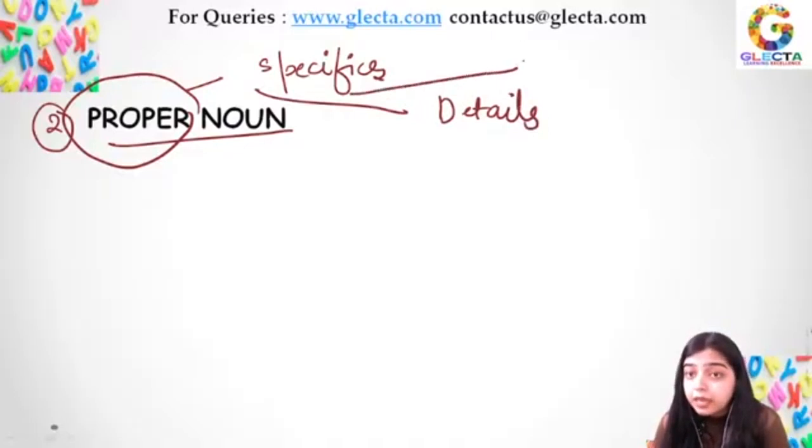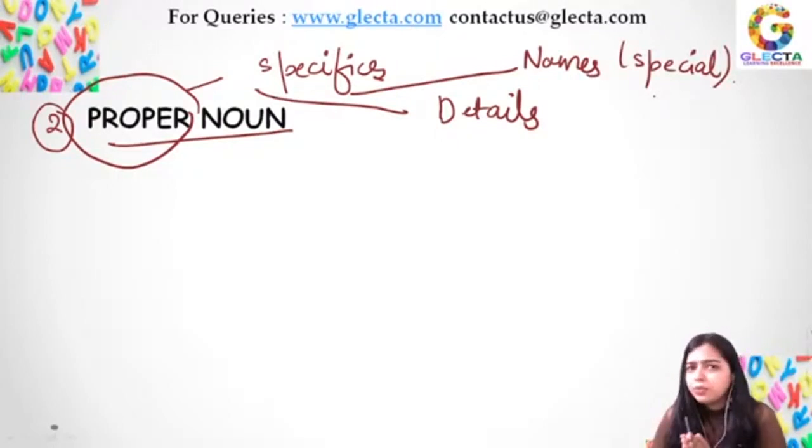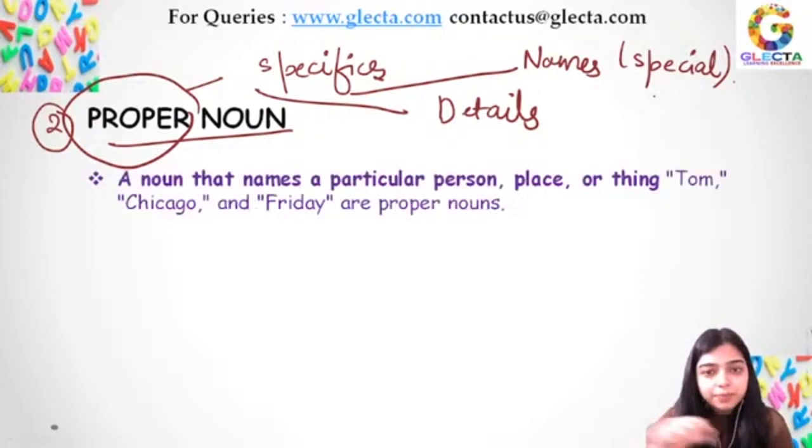Then names. Specific and special names. So all these things that we see are special names where we provide details. They are proper nouns. Now to sum up what we have discussed till now, proper nouns are actually the opposite of common nouns. Common nouns just discuss general things where we're not providing specific names. Whereas when we are looking at proper nouns, we are providing the specific details, special names.